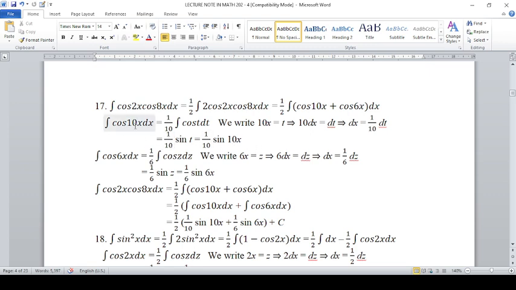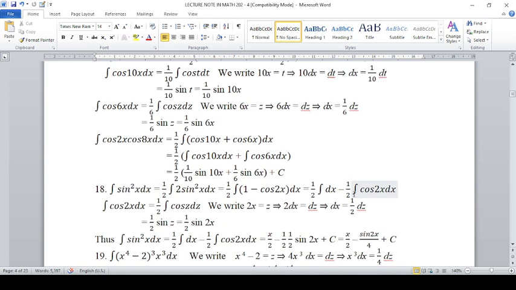So cos 2x, we know the integration of cos x, not cos 10x. So cos 10x, we substitute 10x with t. So it is cos t dt. Then the integration is sin t, and in place of t again we write tan x. So these are methods of substitution. So you should know all these things, and then we can solve the differential equation.